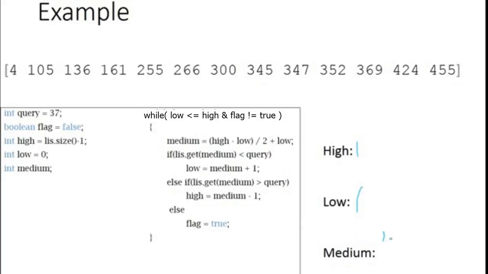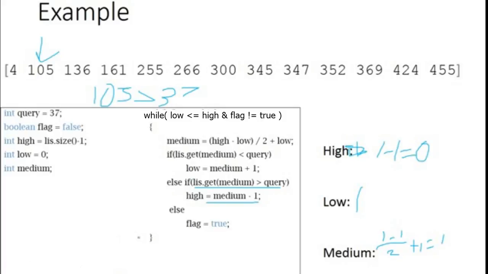Medium is equal to 1 minus 1 over 2 plus 1, which equals 0 plus 1, which is 1. So we look at the element at 1. We find 105 is greater than our query. So we do this one. So high equals medium minus 1. Medium is equal to 1, so it's 1 minus 1, which equals 0. We go back up to the top here.